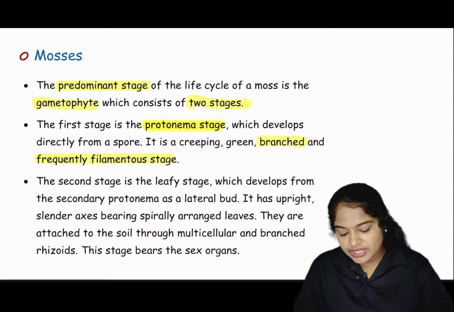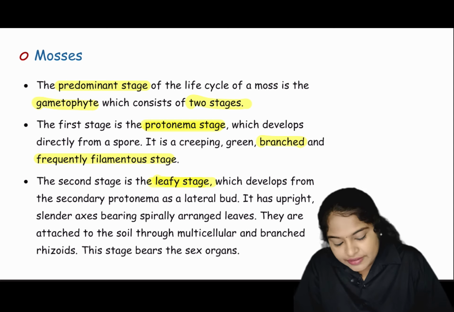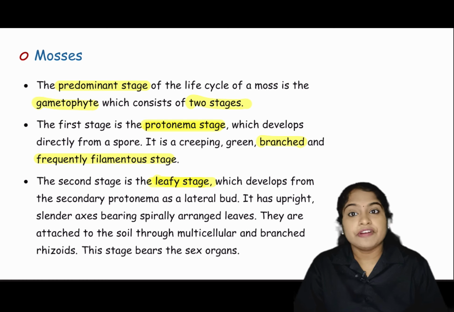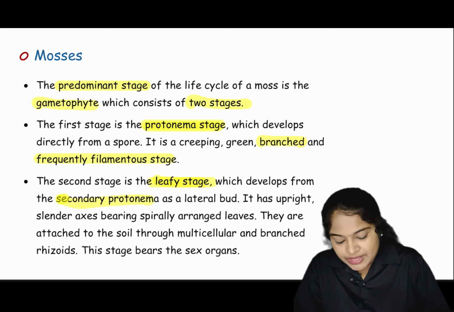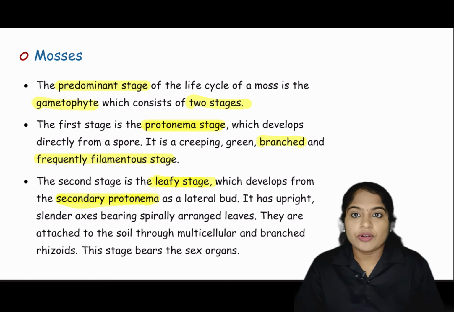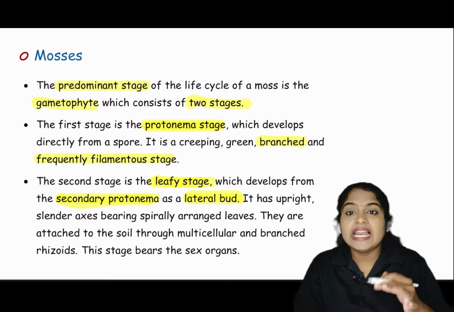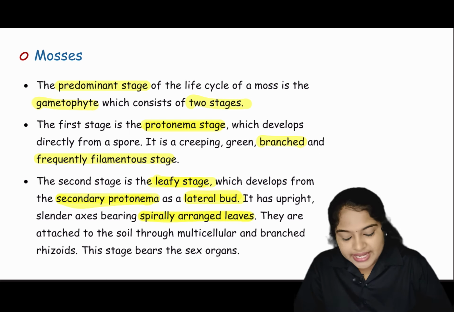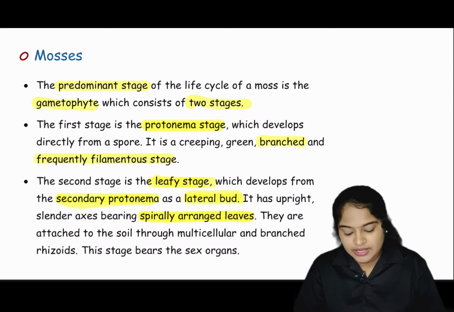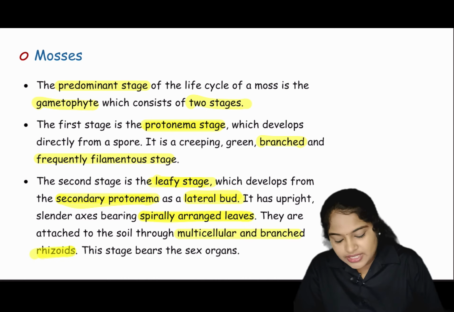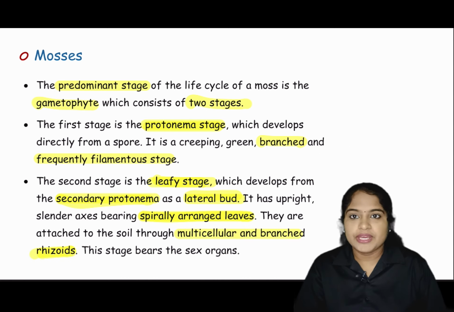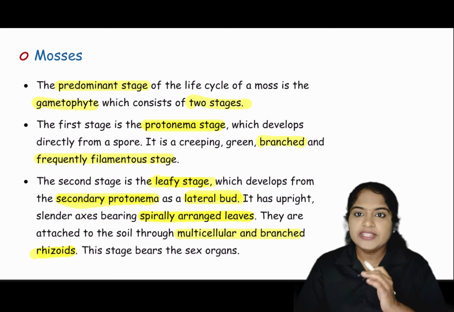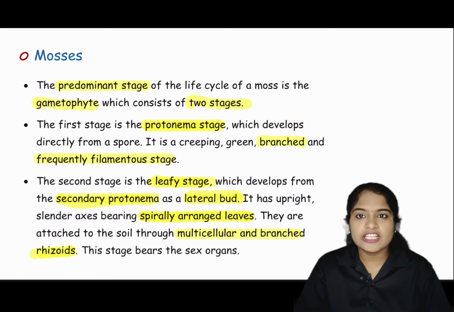Now coming to the second stage, the leafy stage, which develops from the secondary protonema stage as a lateral bud. It has an upright structure with spirally arranged leaves. These are attached to the soil by multicellular branched rhizoids, and this stage bears the sex organs. So which stage of mosses has sex organs present? That is the leafy stage.